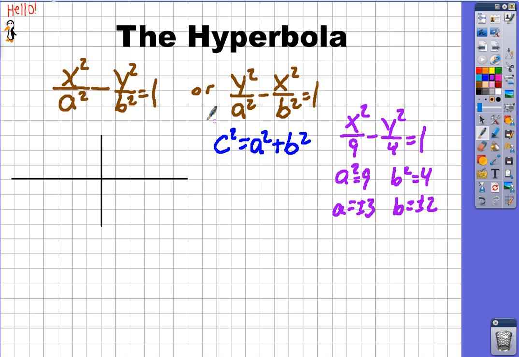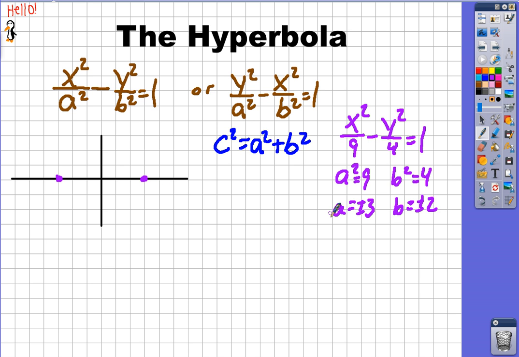So, how do we deal with that? Which way is which? Well, when x is first, that's when we're going to have our transverse axis go parallel with the x-axis. When y is first, it's going to go parallel with the y-axis. So in this case, x is first, so our transverse axis goes parallel with the x-axis. So we're going to go minus 3 units here and plus 3 units there.